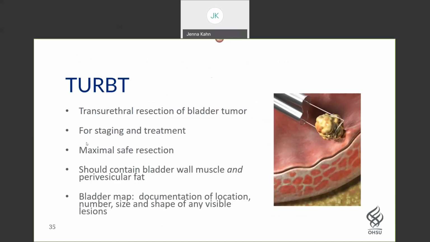So TURBT is a transurethral resection of the bladder tumor. It's for staging and for treatment. They try to do a maximally safe resection, and it should contain the bladder muscle wall and the perivesicular fat, as well as a bladder map to document the location, the number, size, and shape of any visible lesions.